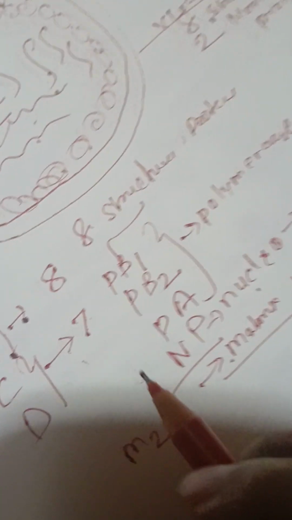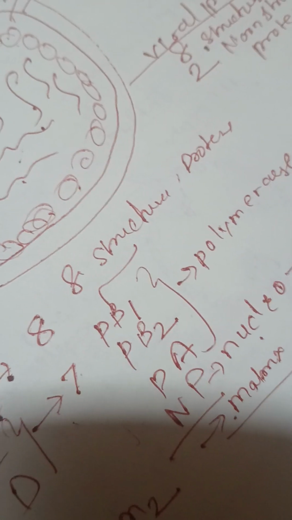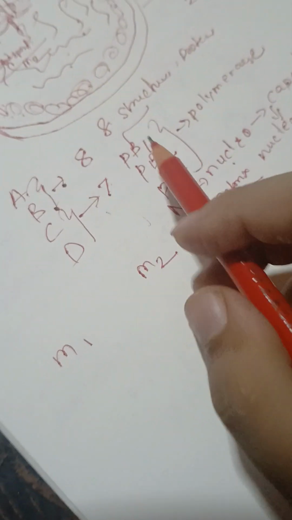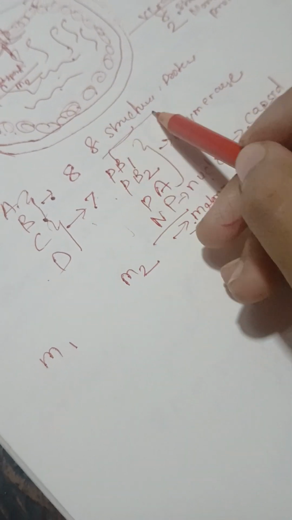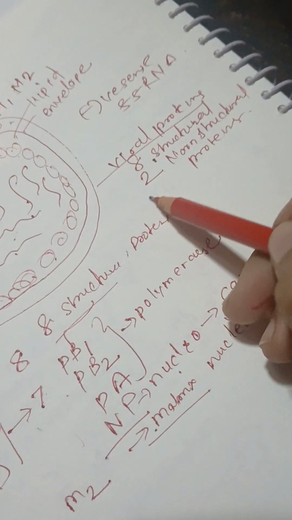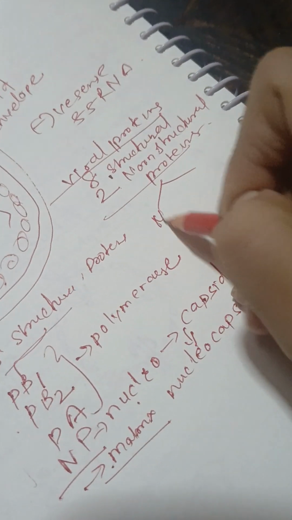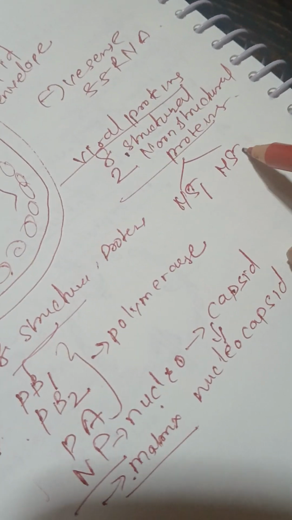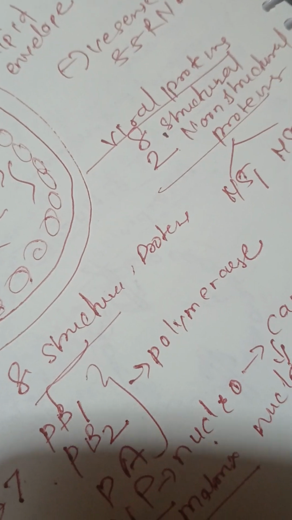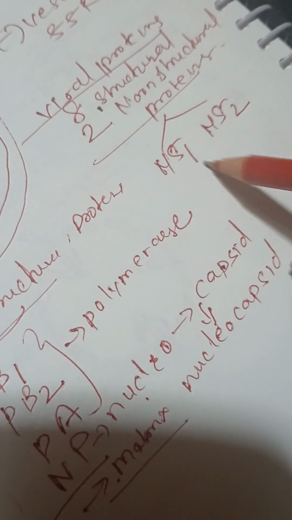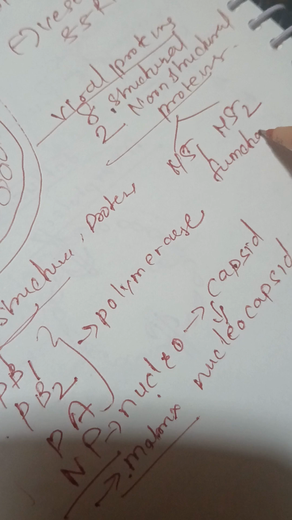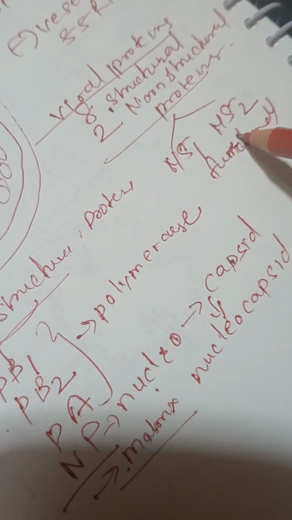Now the next proteins are known as non-structural proteins, which we have NS1 and NS2. I know 2 more proteins of structure are remaining, but first let us discuss the non-structural proteins, NS1 and NS2. Why are they called non-structural? Because their action is a functional action, therefore they are called non-structural proteins.